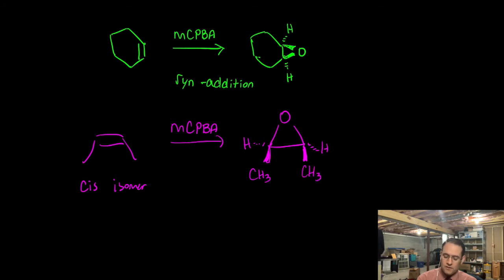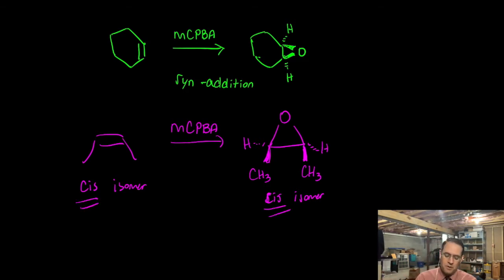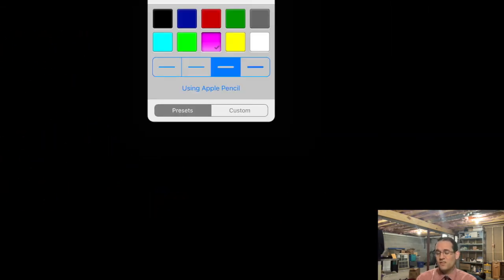And if you look at this isomer here, this also is a cis isomer. Okay? So if you have an alkene, the oxygen is delivered from the same side of the alkene, either from the top face or the bottom face, and it could possibly give you two different isomers, okay? The thing to remember is that cis gives you cis. Let's see what happens when we have a trans alkene.